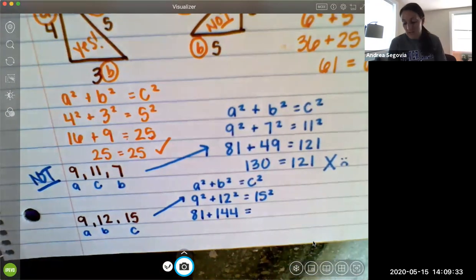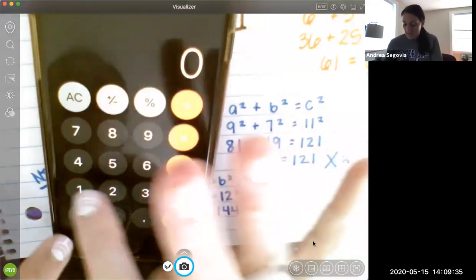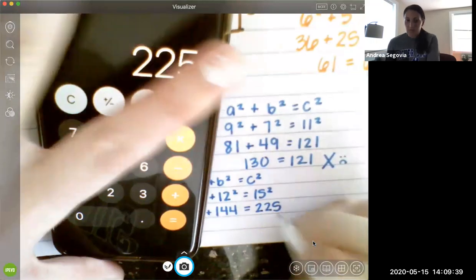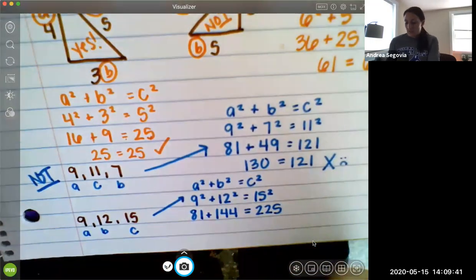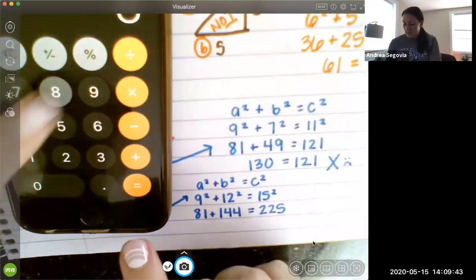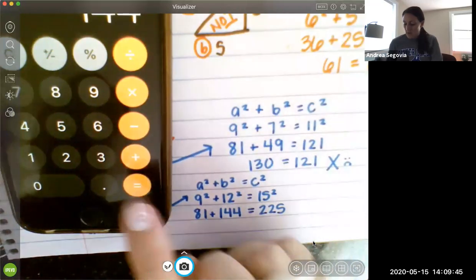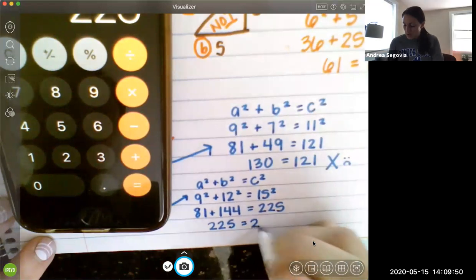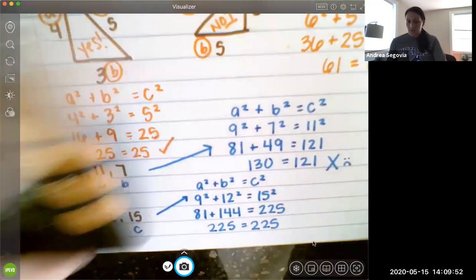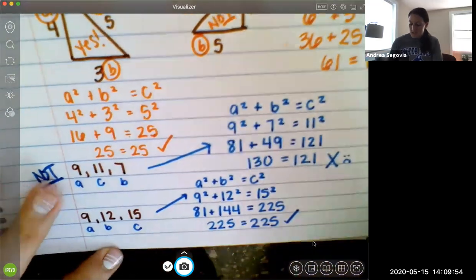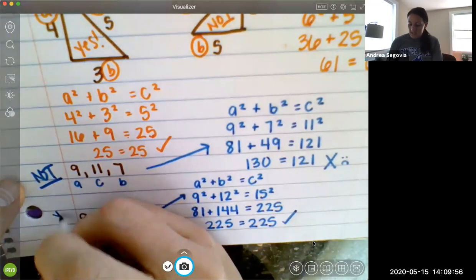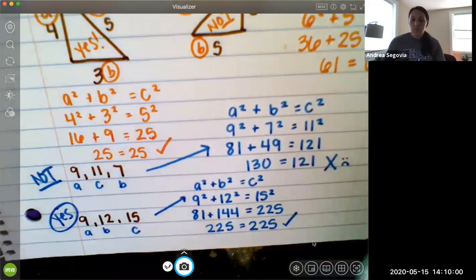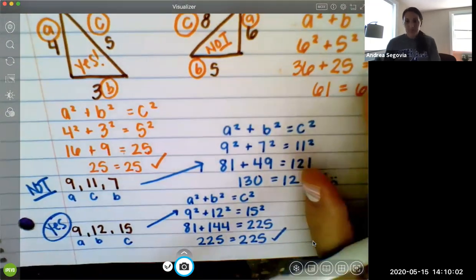Oop, I don't remember what that is. So let's do a little math. 15 times 15 is 225. All right, let's do a little adding. Is 81 plus 144 225? So does 225 equal 225? Yes, it does. So this, yes, is a right triangle. 9, 12, and 15 do make a perfect right triangle.